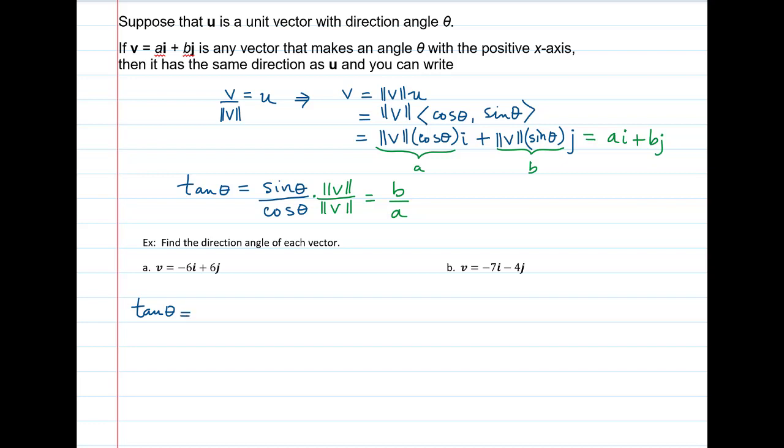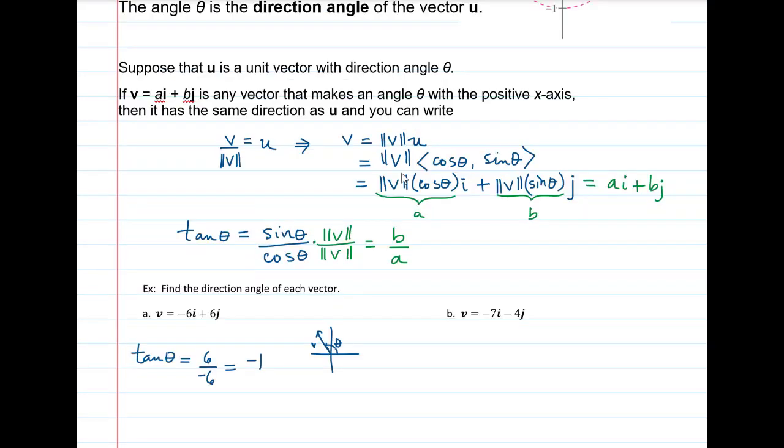Where we want to find the direction angle of each vector here, and the vector on the first one is negative 6i plus 6j. A is negative 6, b is 6. Using our setup here, tangent of theta, or tangent of the direction angle, is equal to 6 over negative 6. That's equal to negative 1. And then you ask yourself, well, when is tangent negative 1? If you think about your unit circle, first of all, it's negative in the second and fourth quadrant. But if you were to graph this vector here in standard position, the vector is actually in the second quadrant. So we need to think about that.